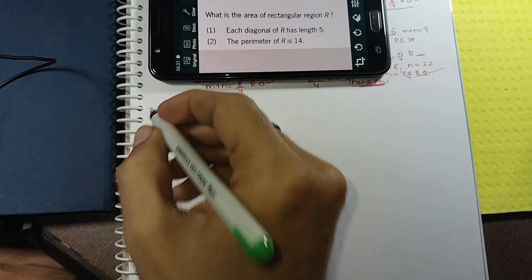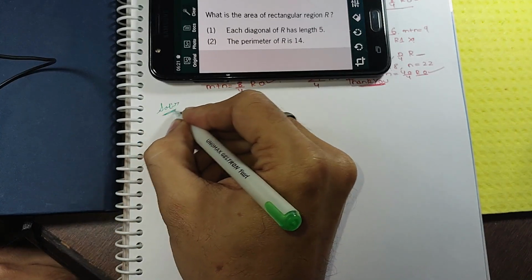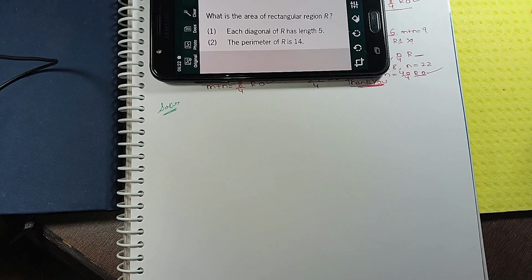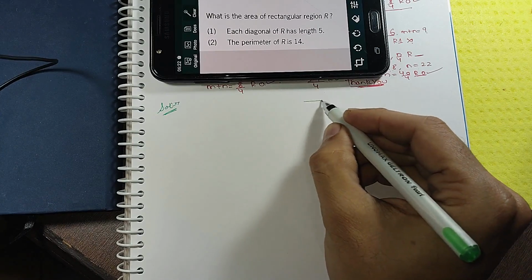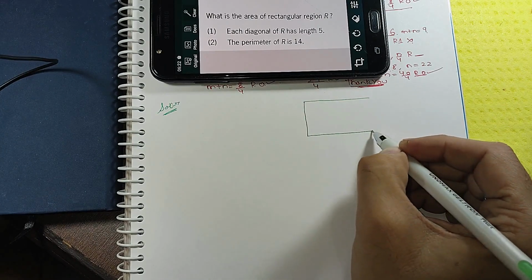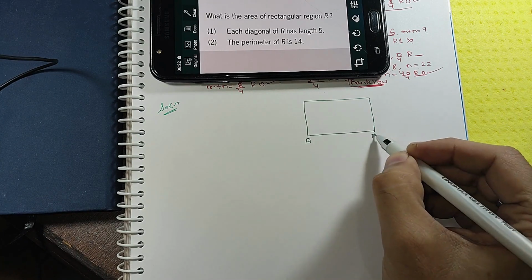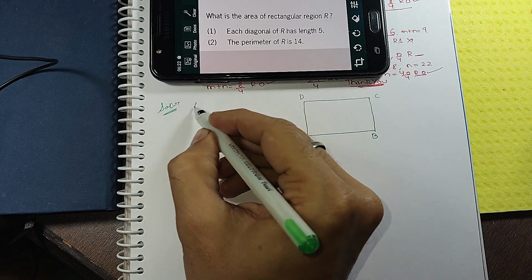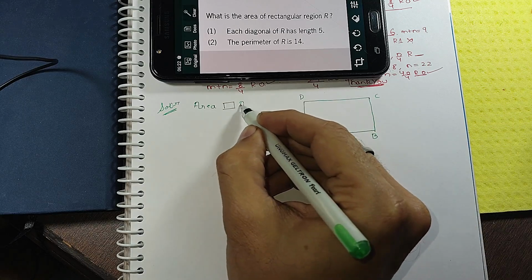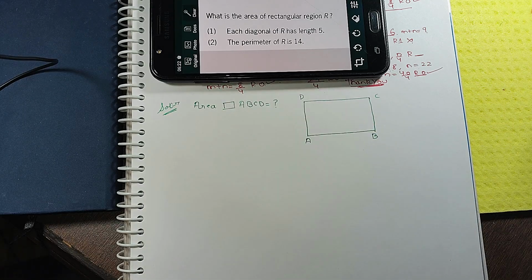Hello students. Today's first question is, what is the area of rectangular region R? So there is a rectangle, and we need to find the area of this. Let us suppose this rectangle is ABCD. So we need to find the area of rectangle ABCD. Now nothing else has been given in the main statement.